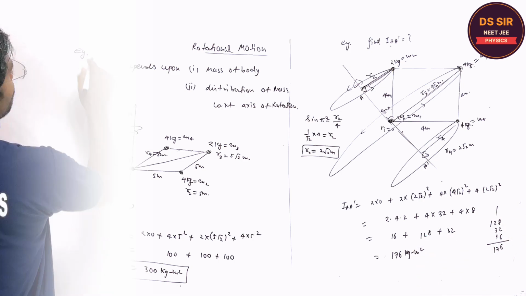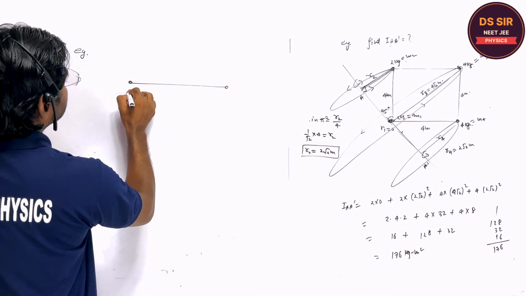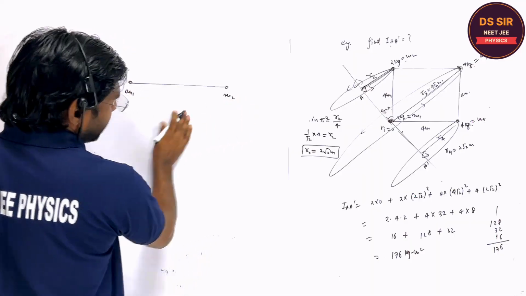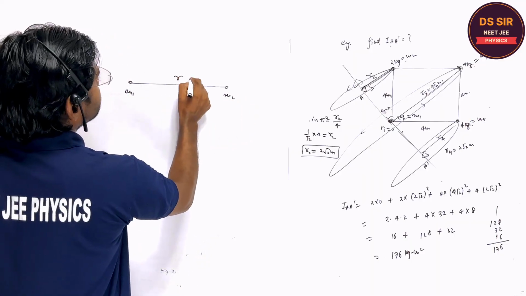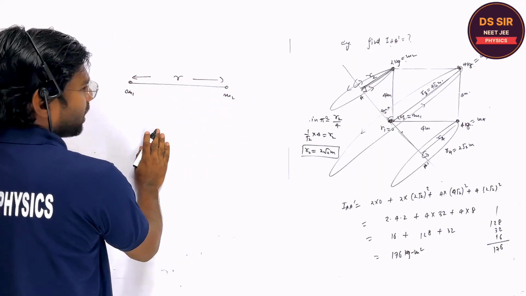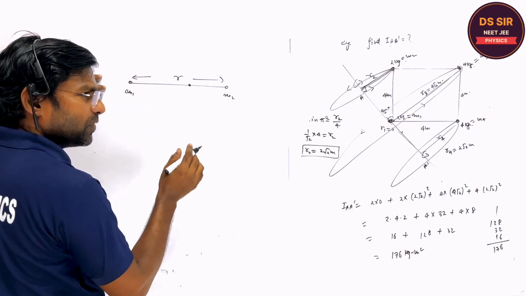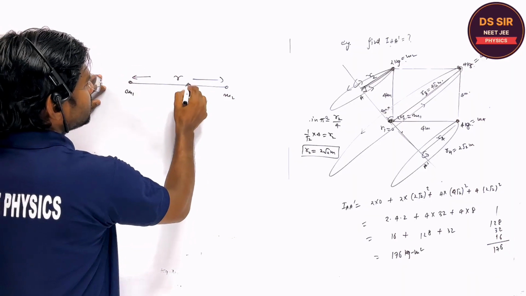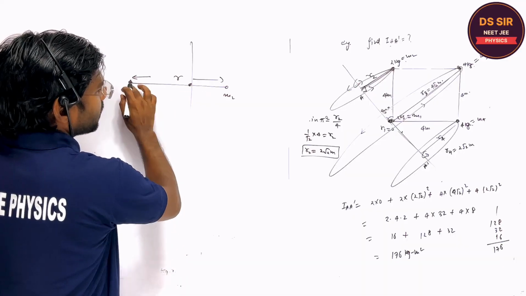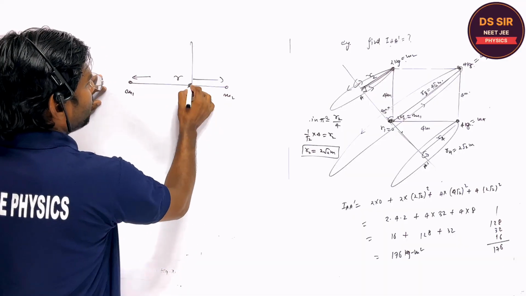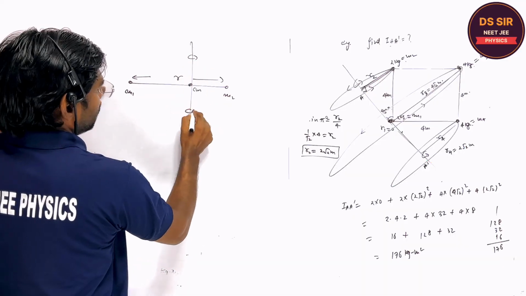Copy this. So if this is the 2-point mass system M1 and M2, this is a very important question, and the distance between them is r. Right, if you have to find the moment of inertia about an axis which is perpendicular to the line joining M1 and M2 and passing through its center of mass.